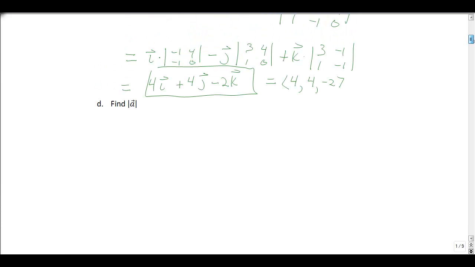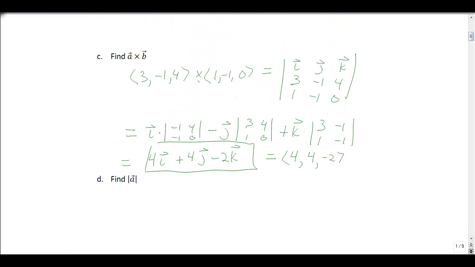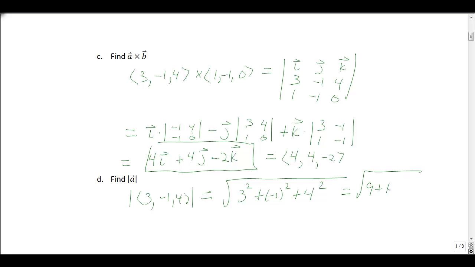Okay, now the magnitude of A. So A was the vector ⟨3, -1, 4⟩. What we do for the magnitude of a vector is take the square root of the first component squared plus the second component squared plus the third component squared. If you think about it, this is really the square root of A dotted with A. In our case, that is the square root of 9 plus 1 plus 16. 9 plus 1 is 10, plus 16 is 26. So we get the square root of 26 as our answer.